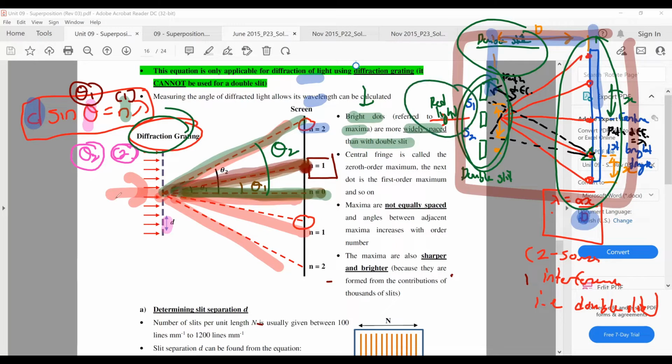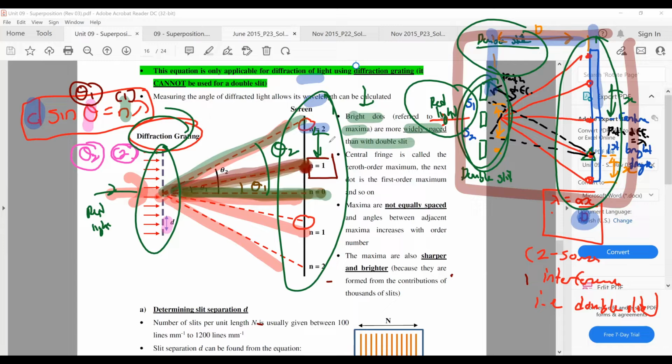If you shine that same red light at a diffraction grating, you're still going to get a pattern of interference fringes represented by bright dots on the screen. But generally speaking, we'll tell you the distance between the dots is much wider than that of a double slit. That's what this statement means: they are more widely spaced than with a double slit. Okay. So just now I mentioned that the central fringe is called the 0 order. The next dot is the first order maximum and so on.